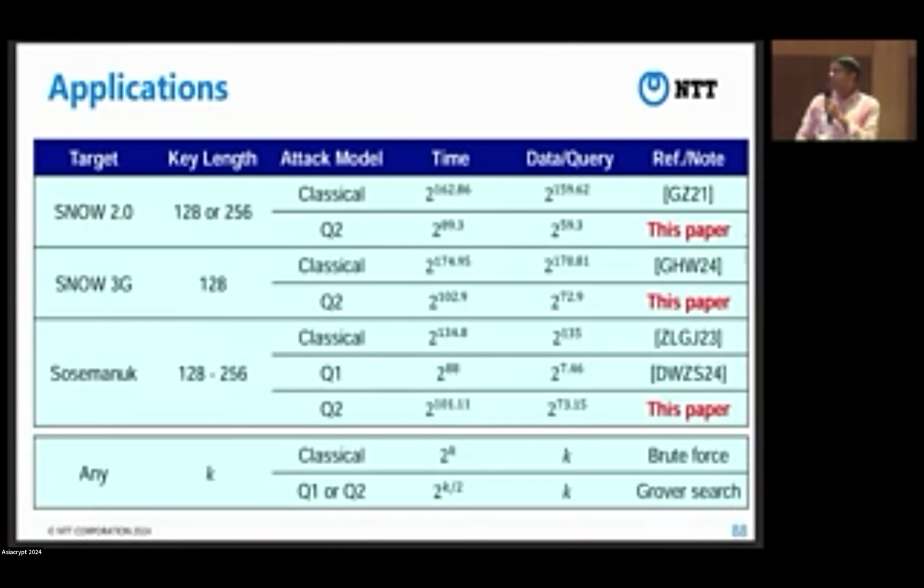As in Sosemanuk, the Q1 seems to perform better, right? Compared to SNOW. Yeah, so what is the reason for that? This is just by chance, I think. There are many factors that affect the complexity, I think: the linear correlation of the linear approximation, the size of the LFSR, and many things. And I think this is just by chance.